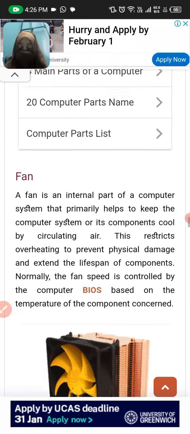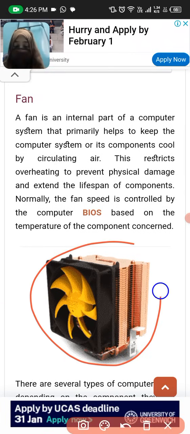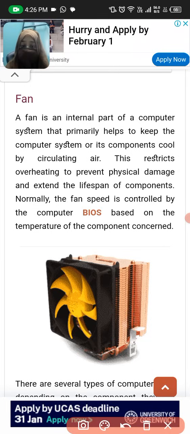And now here is another computer hardware part, which is the fan. Here is the image, and I think that you are familiar with this fan. A fan is an internal part of a computer system that primarily helps to keep the computer system or its components cool by circulating air. This restricts overheating to prevent physical damage and extend the lifespan of components.